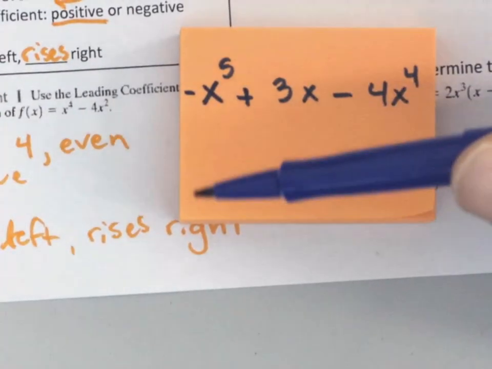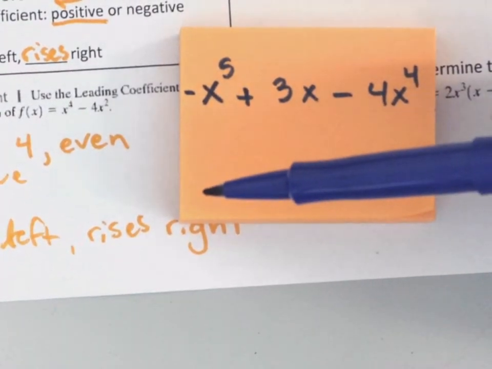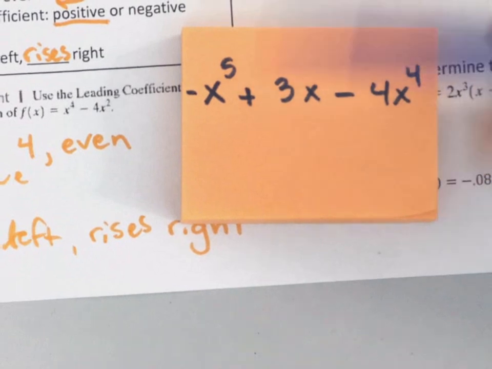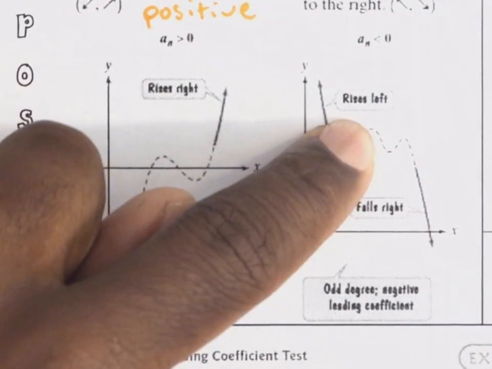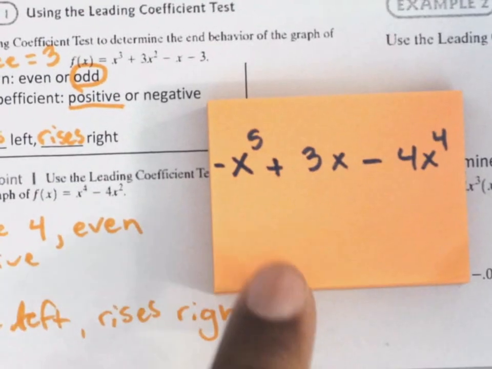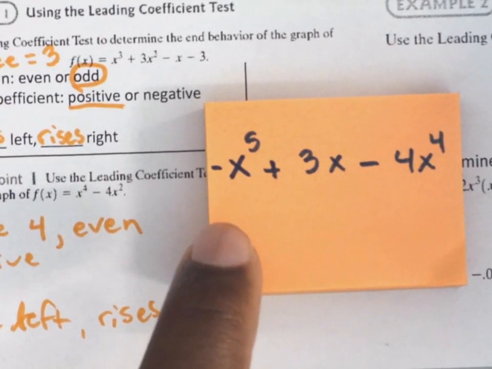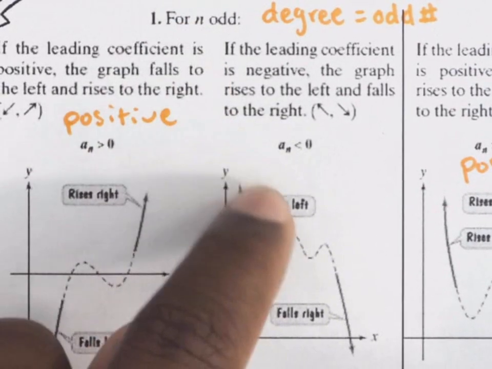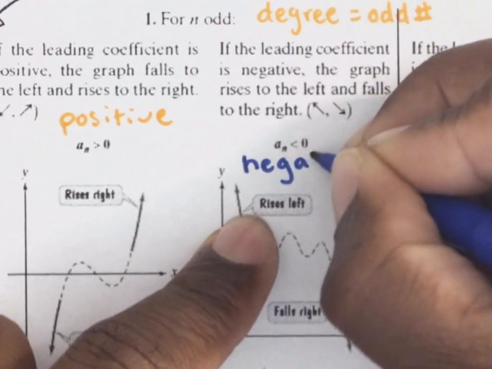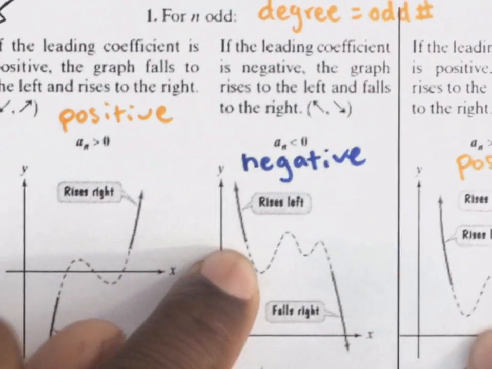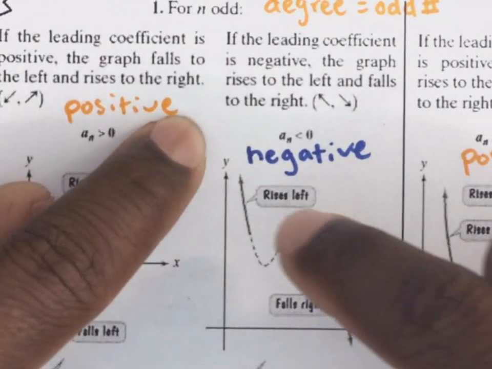You said falls which way? Falls left, rises right. Or am I mixing up rises left, falls right? Yeah. Is the leading number negative or positive? Negative. So odd, negative, what's it doing to the left? Rising left, falling right.